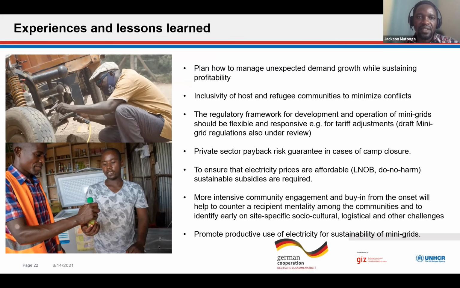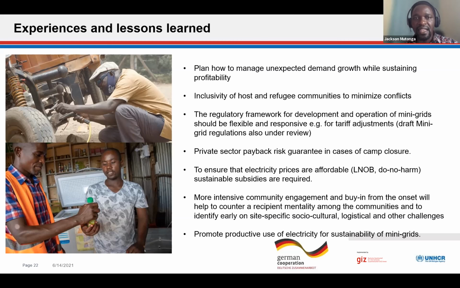They acquire a lot of appliances. In fact, what we have experienced is some businesses have relocated from Kakuma refugee camp to the settlement because of the reliability of electricity. So this one you need to plan for, because the mini grid in the settlement is already overstrained because of the demand which is there and growing every day, including hunger clients. So it's also important to have consideration of the host communities to minimize conflicts.